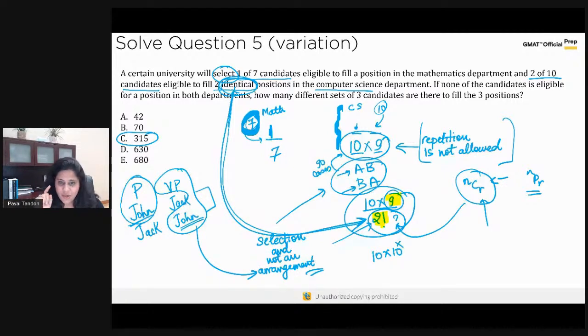That's where, if you blindly see that you have to select and you blindly apply the nCr formula, you will end up getting the wrong answer, because you will blindly divide by 2 factorial. That's why it's very important to understand the logic behind these formulas. So, very good question, Hemraj. And that's how I want you to question.